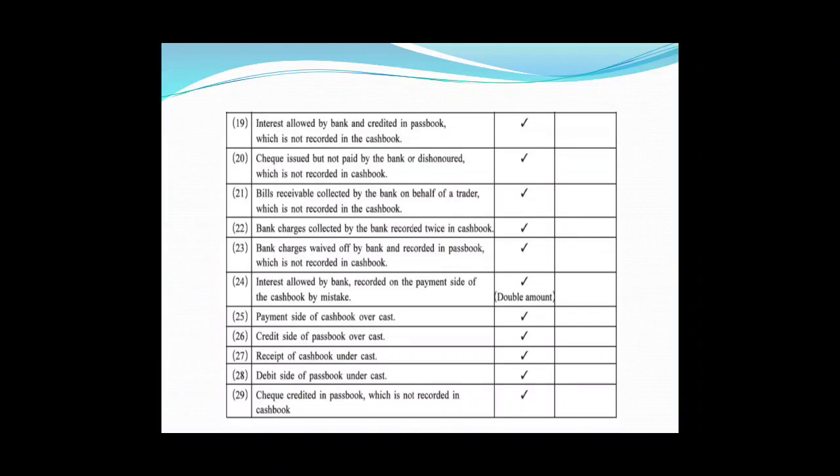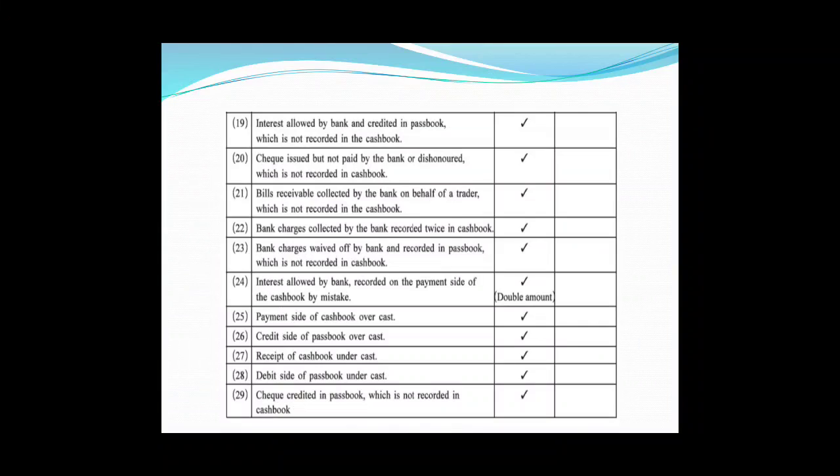What else? Interest allowed by bank and credited in passbook which is not recorded in cash book. Bank has given us interest and credited it in our passbook, but the same is not recorded in cash book. So the same is supposed to be debited in cash book, it has not been debited in cash book. We will be debiting it in our bank reconciliation statement.